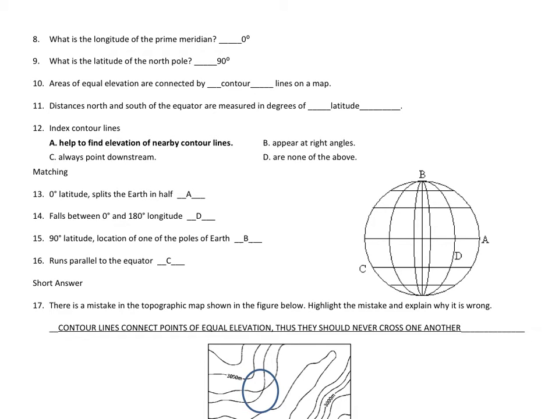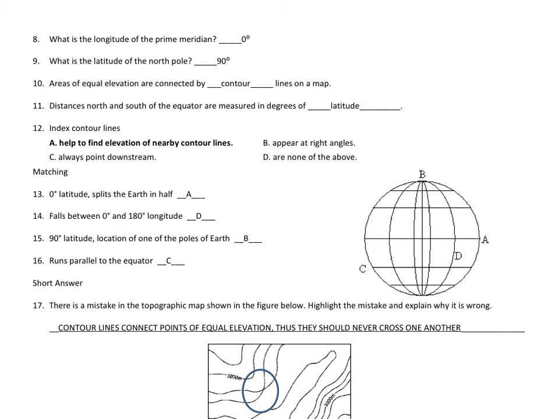Alright. Areas of equal elevation are connected by contour lines on a map. That's why we have the contour lines, because anywhere along that line is that set elevation. And if you're looking to have a relaxing hike, you want to walk around, but you really don't want to change elevation too much, right? You don't want to have to walk uphill, or you start walking downhill and now you got to go back uphill. You look to stay on one contour line, and you're going to have a pretty easy day.